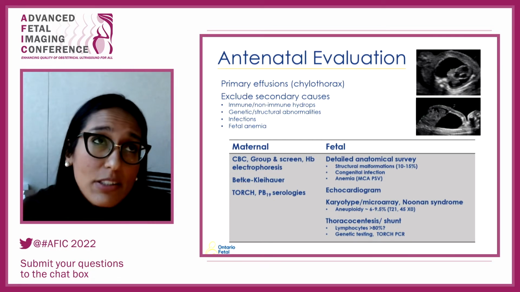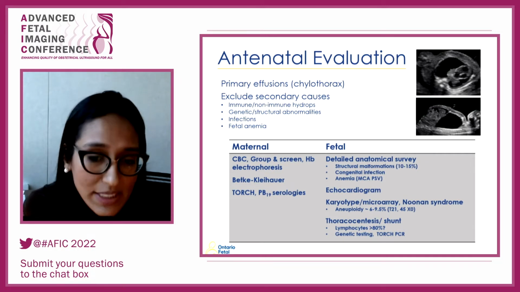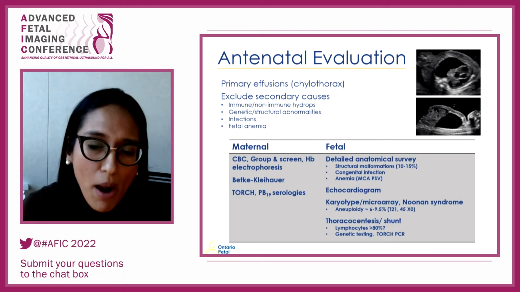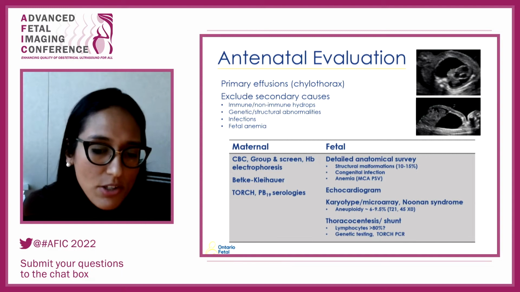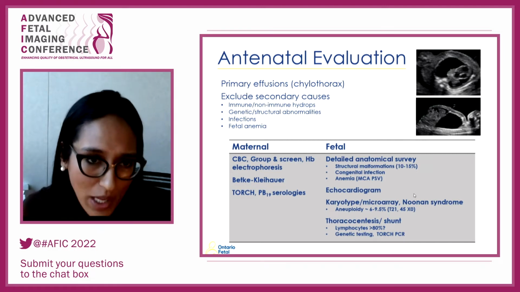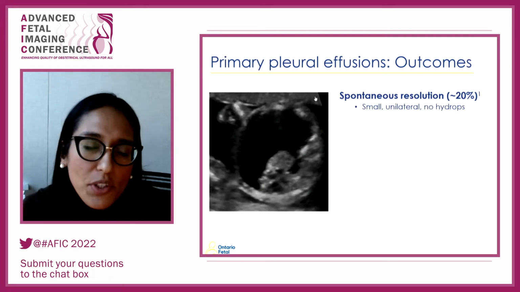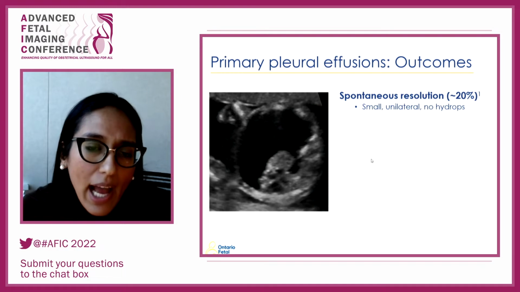Classically, we say that if we do a cell count on that fluid and you have a high predominance of lymphocytes, particularly above 80%, this is probably primary. But that's actually not so helpful because most of these effusions will show a predominant lymphocyte makeup, but we do typically send it as well. So when you've decided this is likely a primary pleural effusion, a proportion of them will spontaneously resolve. That's only about 20%, and these are typically small, unilateral, and there's no hydrops.